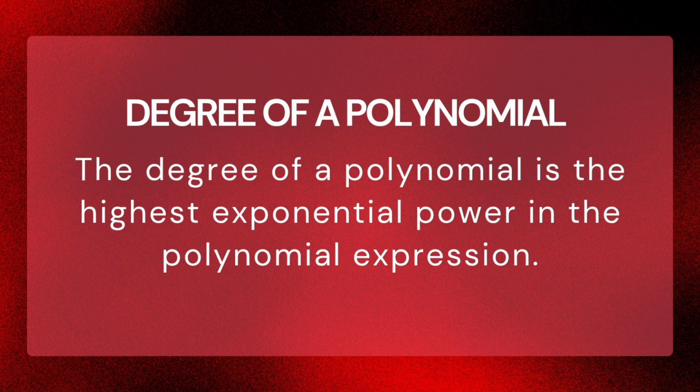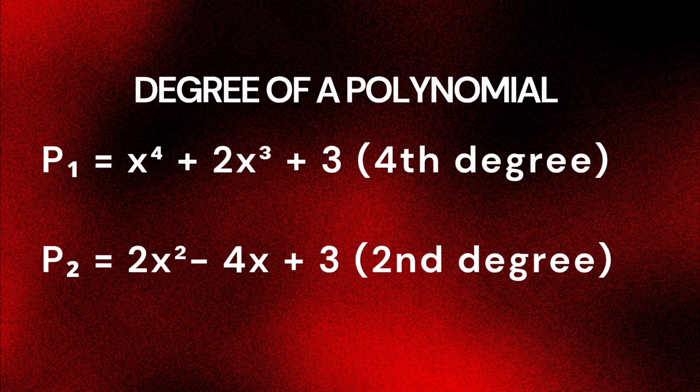We established in the first video, the introduction of polynomials, that the degree of a polynomial is determined by the highest exponent in the polynomial. In these examples, we see P1 equal to that expression given there, and the highest exponent here is x raised to the power 4. So this makes P1 a polynomial of the fourth degree. And in the second example, we have P2, where the highest power is 2x squared. This makes P2 a polynomial of the second degree.